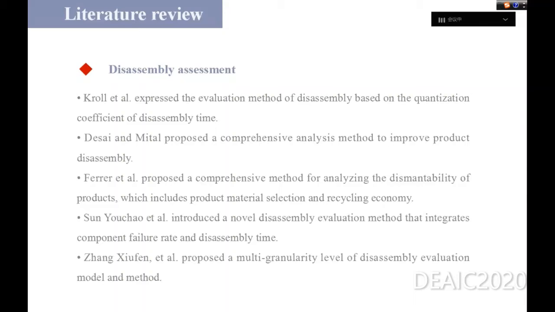Now, look at the literature. This contains disassembly assessment and disassembly plan. For disassembly assessment, one paper proposed a comprehensive method for analyzing the disassemblability of products, and John proposed a multi-level disassembly evaluation model and method.